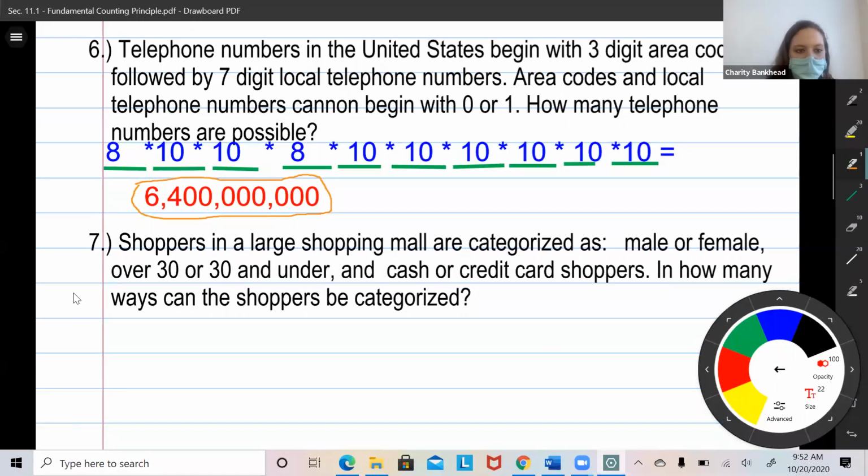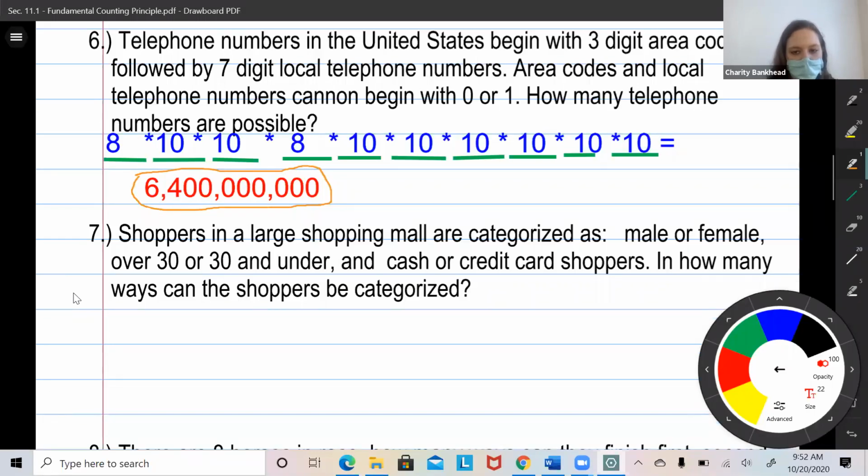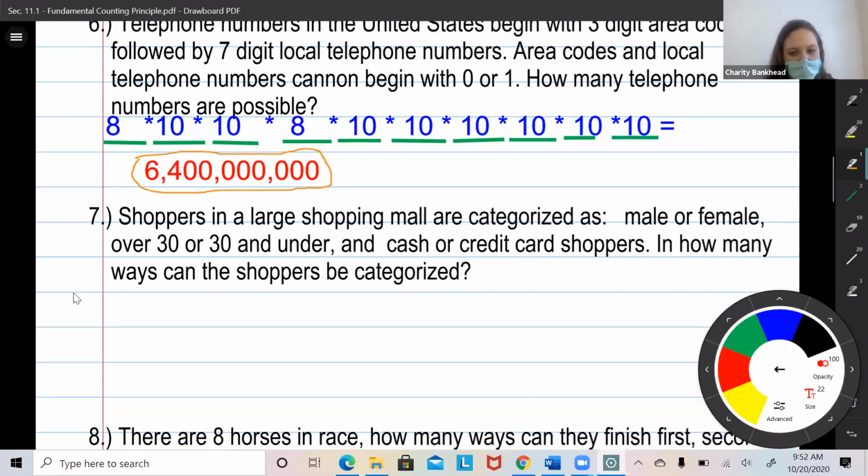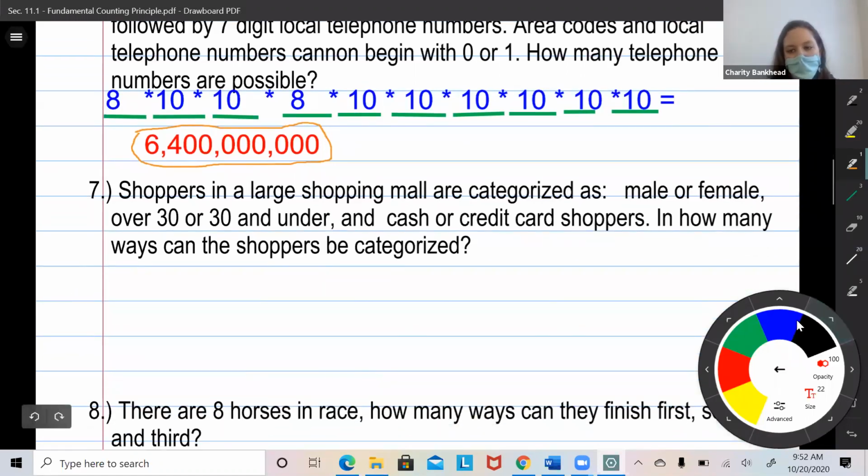All right, number 7 says shoppers in a large shopping mall are categorized as male or female, over 30 or 30 and under, and cash or credit. In how many ways can the shoppers be categorized? Okay, so male or female is 2 options. And then over 30 or 30 and under, that's another 2 options for that category. And then cash or credit, that's 2 options for that category. So 2 times 2 times 2 equals 8. So the answer is 8.